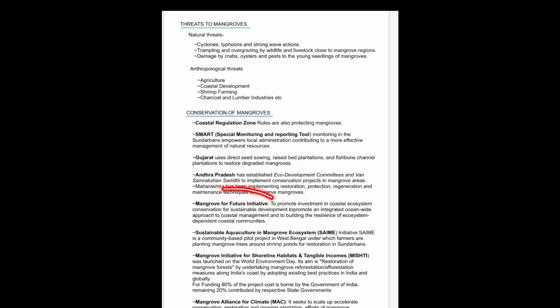Then Mangroves for the Future initiative, to promote investment in coastal ecosystems. Then Sustainable Aquaculture in Mangrove Ecosystem, the SAIME initiative, a pilot project in West Bengal. Then the Mangrove Initiative for Shoreline Habitat and Tangible Incomes, MISHTI, launched on World Environment Day, whose aim is restoration of mangrove forest. Then the Mangrove Alliance for Climate, launched during COP27. So this is all about coral reefs, wetlands, mangroves and biomes. Thank you.